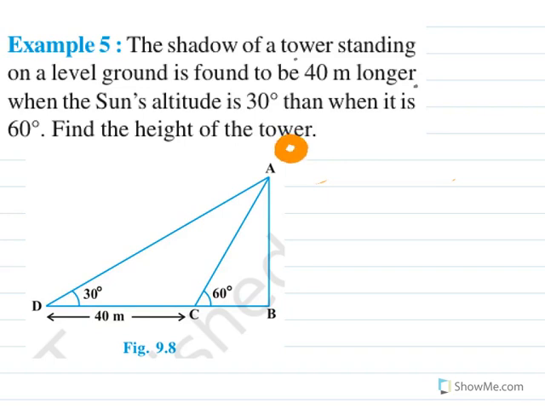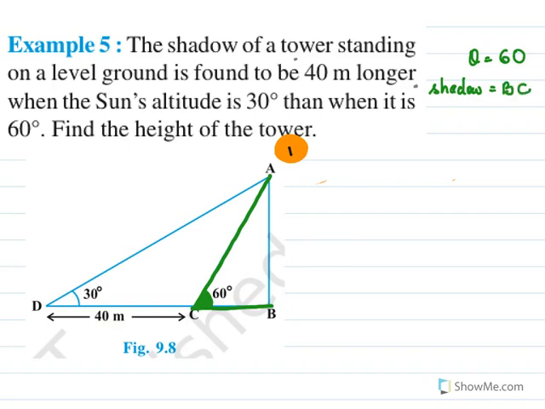So if the sun was in this position, say 1, the angle of elevation would be here, 60. This would be the angle of elevation, and here would be the shadow. BC would be the shadow. So when theta is 60, the shadow is BC.